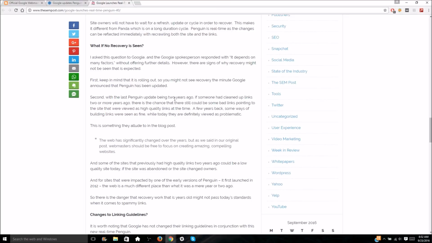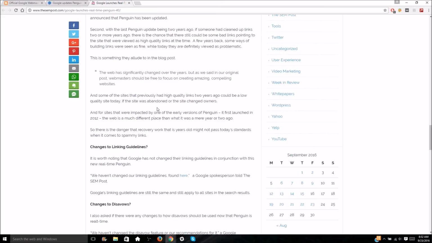Second, with the last Penguin update being 2 years ago, if someone had cleaned up links 2 or more years ago, there is a chance that there could still be some bad links pointing to the site that were viewed as high quality links at the time. So even if you recovered from a Penguin penalty before, you could still be hit by Penguin again. So that's something to look out for.